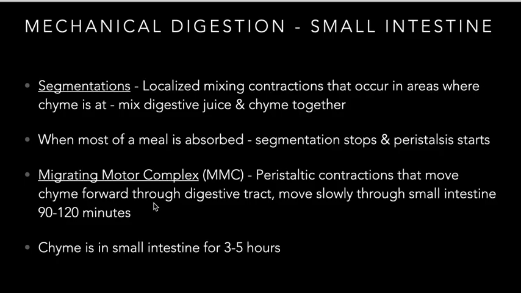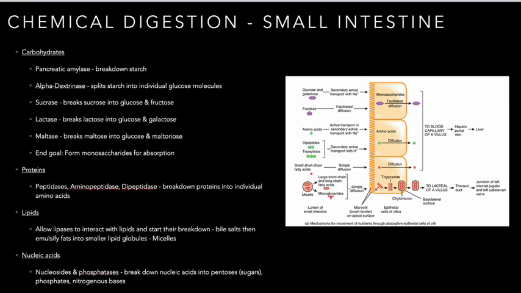So we need to move through the duodenum and then the jejunum and then the ileum and then into our large intestine. These migrating motor complexes are going to move food slowly forward every 90 to 120 minutes. The food is going to be in your small intestine for about 3 to 5 hours after your meal. So that's how long it's going to take for us to finish digestion and complete our absorption. So for about 3 to 5 hours, with a couple migrating motor complexes every 90 to 120 minutes, we're going to move that food through all the stages of the small intestine. So those are our mechanical actions.